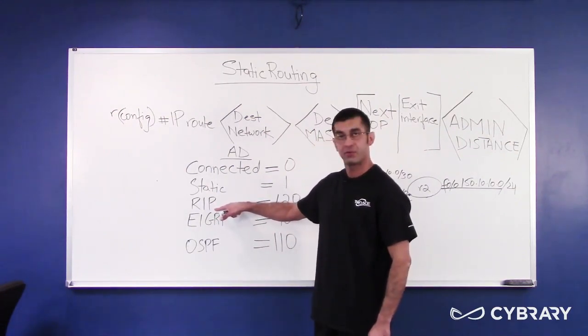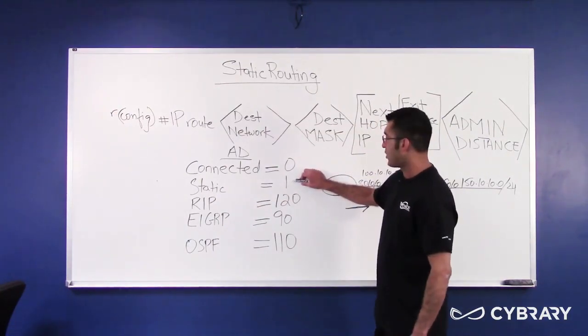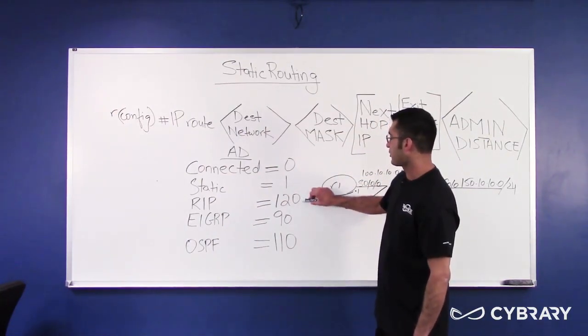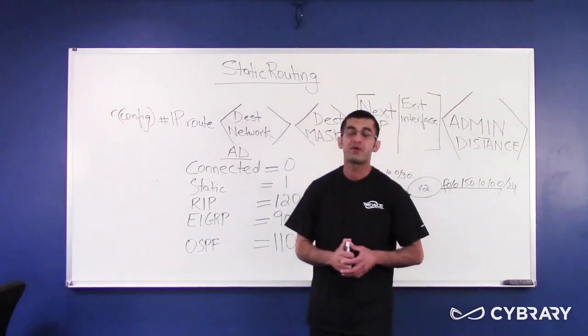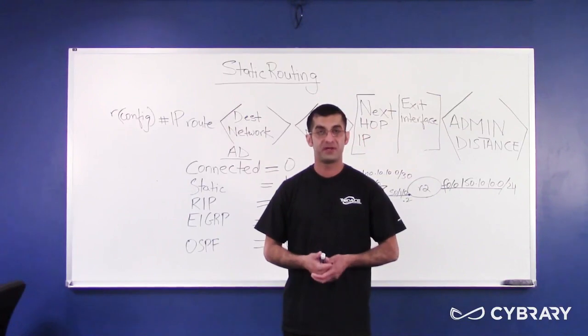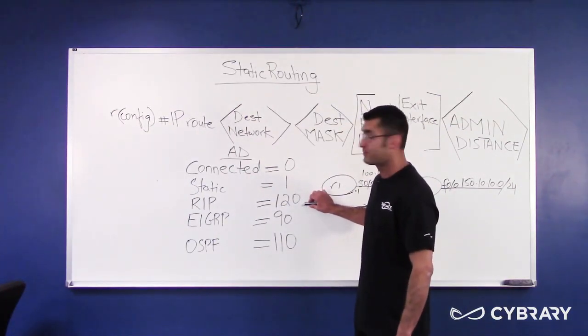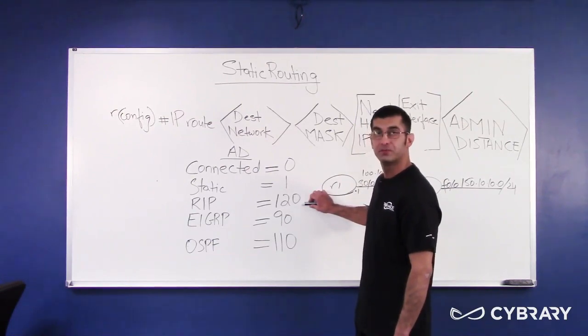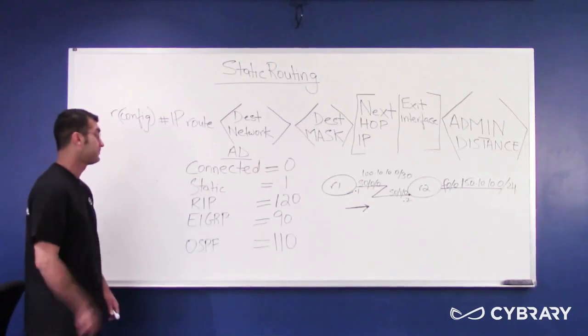It is a dynamic routing protocol. Static route's administrative distance is 1, and Route Information Protocol's administrative distance is 120. The router will prefer the route with the lower administrative distance. So the static route would be preferred over the route learned by Route Information Protocol. So I've put all the default administrative distances on the board.